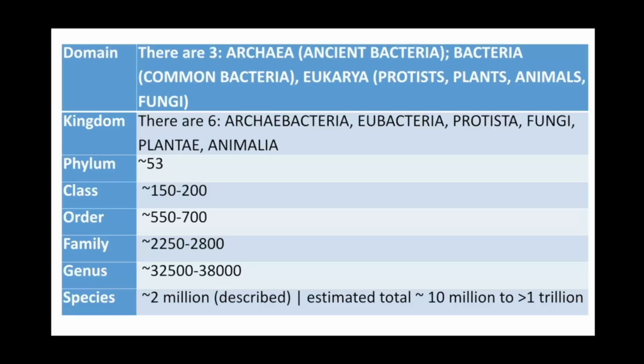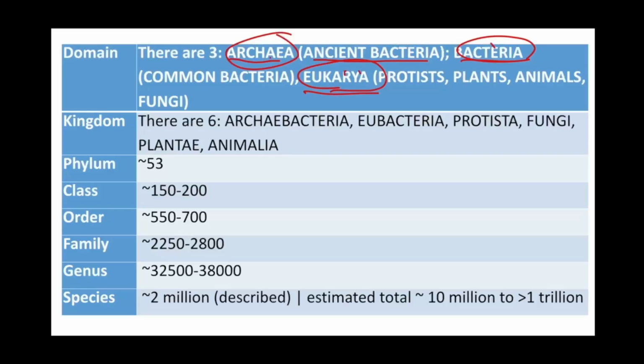But the domain, there are 3 domains. We have archaea. They call them ancient bacteria. They're actually more closely related to eukaryotes than they are to bacteria, but when you just look at them, they look more like bacteria. But you have 3 domains. You have archaea, bacteria, and eukarya. So we have our eukaryotes, our prokaryotes, and then archaea, which look like bacteria, but they're a different type of classification. So all of life fits into these 3 categories, right?